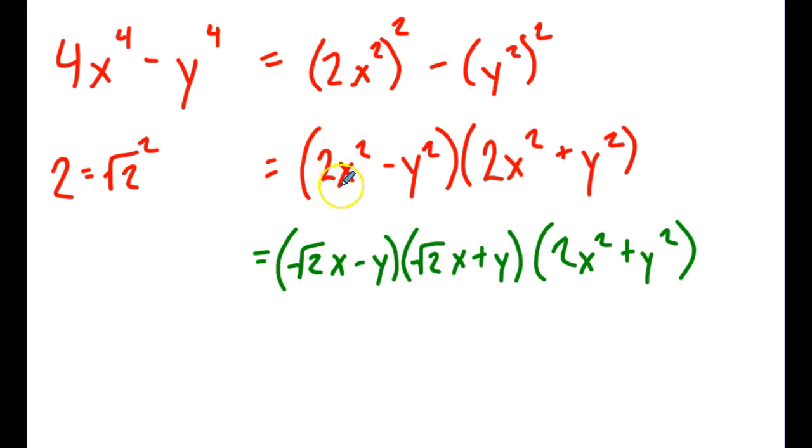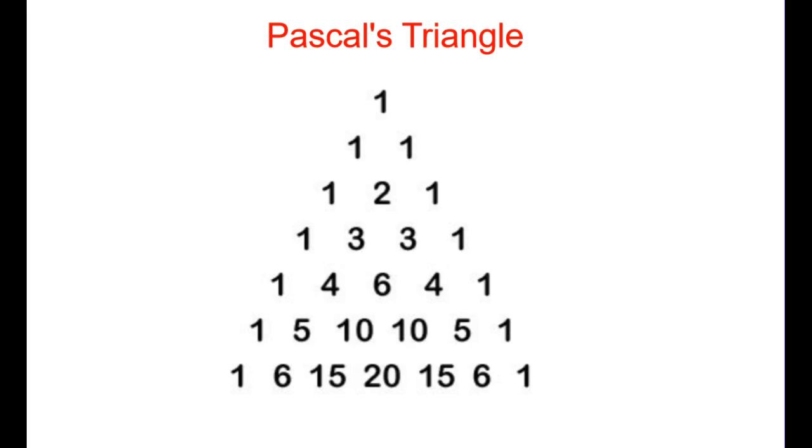So even though we have a number 2 that is not a perfect square, technically we can still break that down using the same ideas we did when we had the coefficient of 4. So this is our final factorization. Normally, if you have a standardized test, you will only have to go to this step because 2 is not a perfect square. To end this lesson, we're going to talk about Pascal's triangle and the binomial theorem.